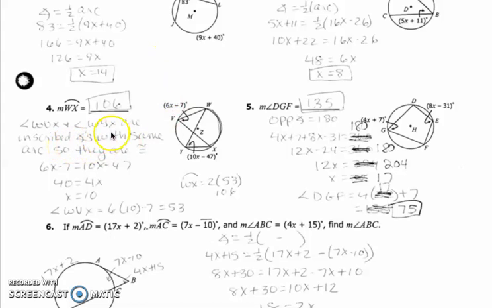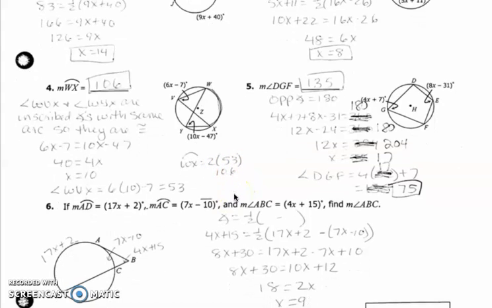On question 4, these are two inscribed angles that have the same intercepted arc. So those angles are equal to each other. So all I did was set them equal to each other and solve for x. And I got x equals 10. They then want me to find arc WX, but I need to find this angle first. So all I did was substitute in. Now that I know x is 10, 6 times 10 minus 7 is 53. And then the arc is 2 times the inscribed angle, so that arc is 106.